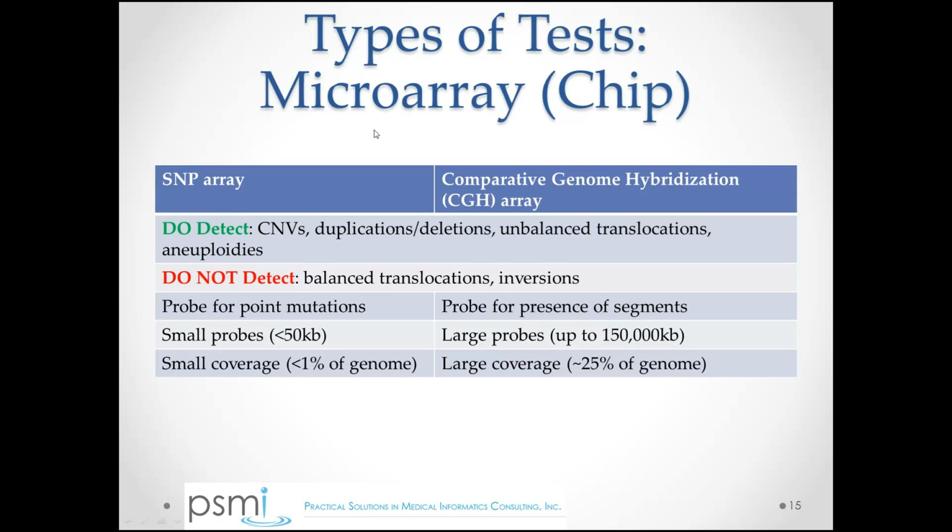And so you put both of those probes on the chip, you add the patient's DNA, and if the well with the A lights up, now we know that a particular patient has an A at that particular spot, and so that particular SNP allele is an A as opposed to a G. And so the SNP arrays are probing for point mutations. These are generally small probes.